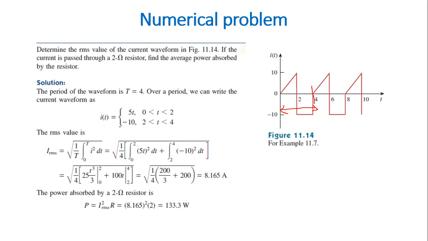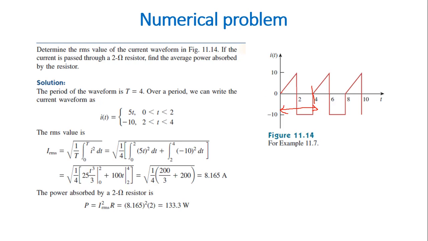So i of t can be written as follows. Let us split this period into two intervals, because you can see that from 0 to 2 the waveform is triangular, and from 2 to 4 it is a square waveform. So 0 to 2 is considered as one interval, and 2 to 4 as another interval. From 0 to 2 the waveform is triangular, so we have to calculate the slope of this waveform.